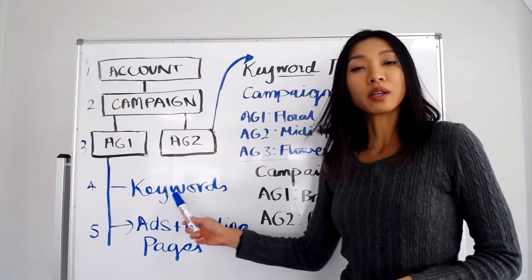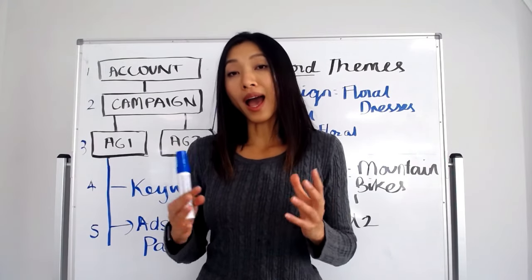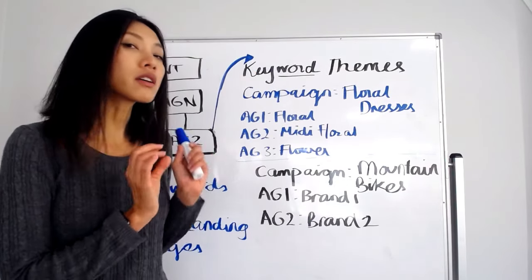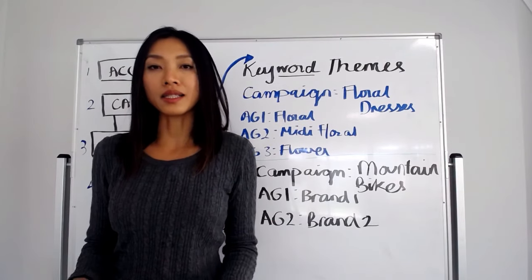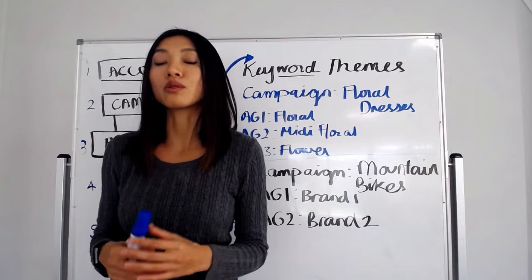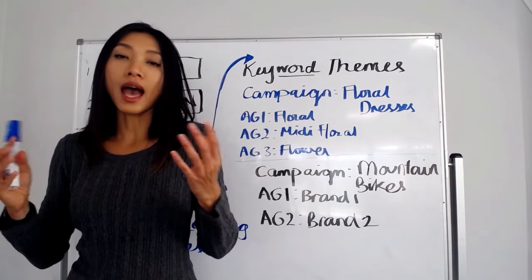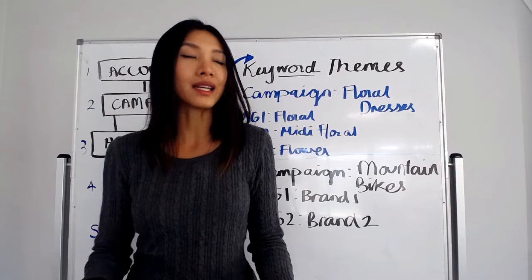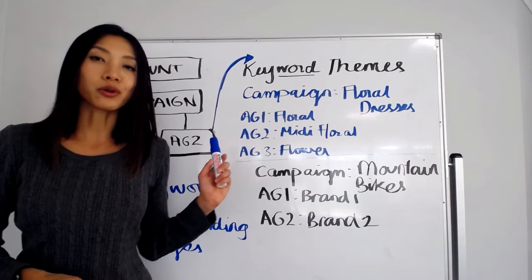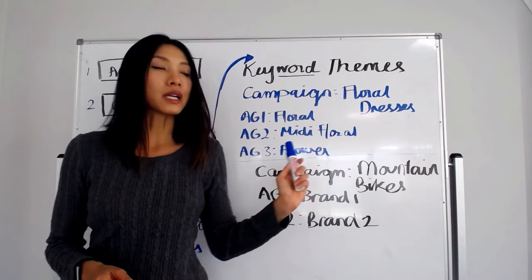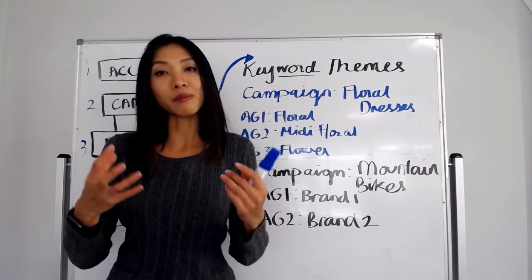So your ad groups hold your keywords, ads, and landing pages. Now, when you're structuring your ad groups and naming them, think of structuring them in terms of keyword themes. An example of this is, let's say you sell dresses and you want to create a campaign for floral dresses. Then the ad groups are keyword thematic, and you would create ad group 1 called floral dresses, ad group 2 midi floral dresses, ad group 3 flower dresses. So these are keyword theme ad groups.